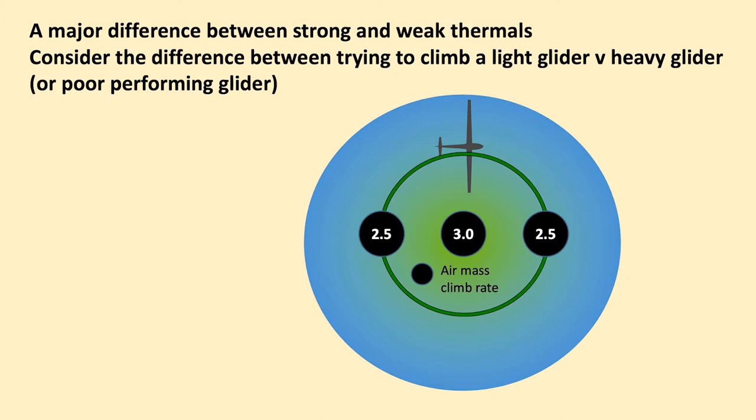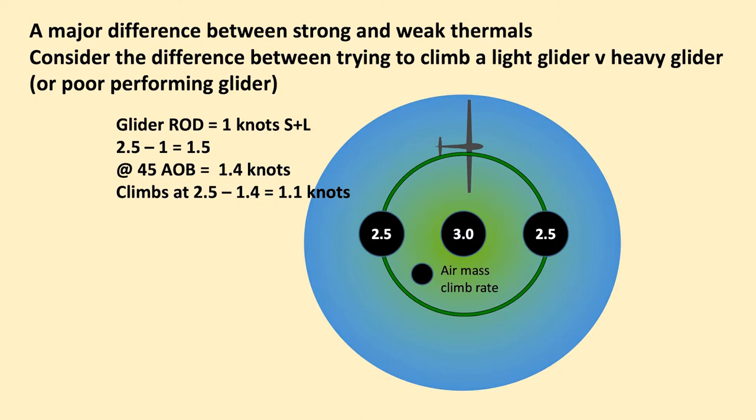And here's my glider in its turn. The glider rate of descent, if we say it's 1 knot when it's straight and level, then whilst we fly straight at this point, with the air mass underneath us moving at 2.5 knots, then the vario will indicate a rate of climb of 1.5 knots. As we enter our 45 degree angle of bank turn, our rate of descent increases by 40%. So the glider falls at 1.4 knots. The air is moving up at 2.5 knots. So the vario will give us a rate of climb of 1.1 knots.